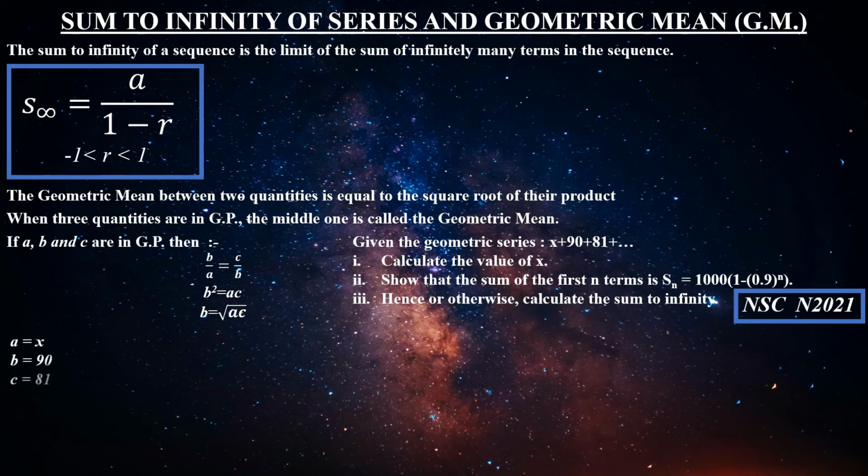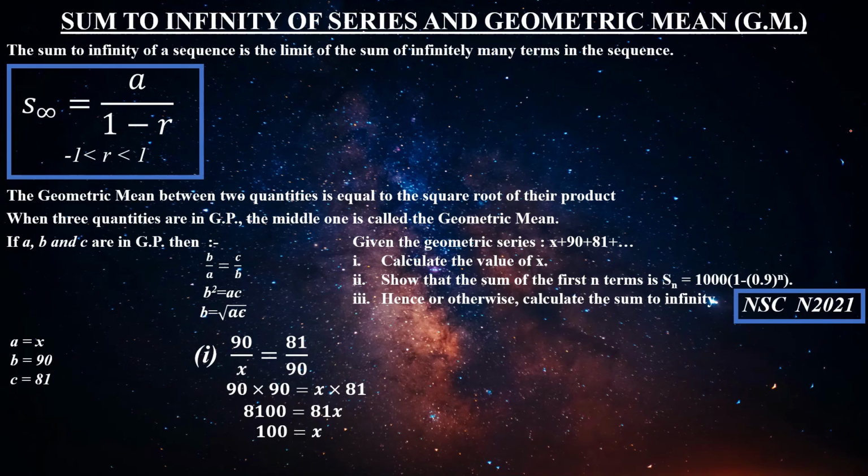Okay, so right here our a is x, our b is 90, and c is 81. So now it's a matter of substituting, right? So I'm going to say 90 over x is equal to 81 over 90, using the formula above. Now let's cross multiply. So we're going to have 90 times 90, and 81 times x. 90 times 90 is 8100, and 81 times x gives us 81x. Divide both sides by 81, and we get x is 100. So x is 100, and remember x is the first term right there.